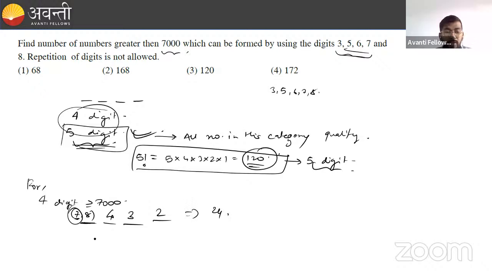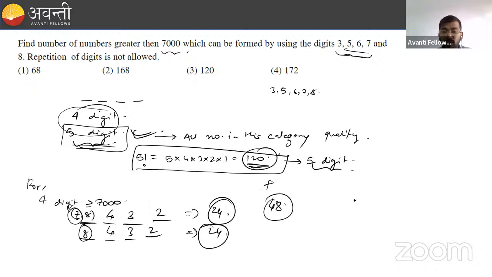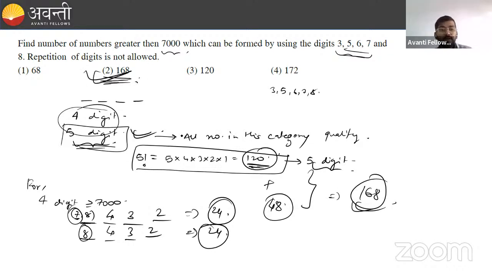And when 8 is placed here, again we have 4 options, 3 options, 2 options, it comes out to be 24. So 24 plus 24 is 48, and this 120. Okay, we will add this, so our answer will come out to be 168, right? So 168 is the total number of numbers that can be formed which are greater than 7,000 using these digits, right?